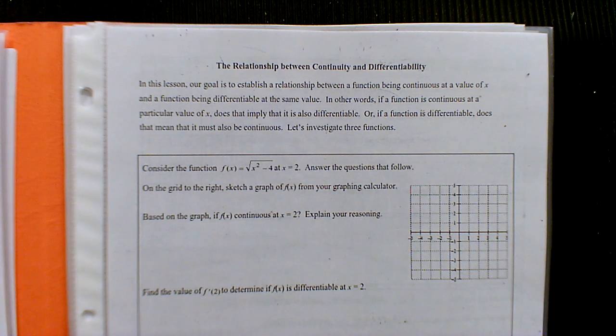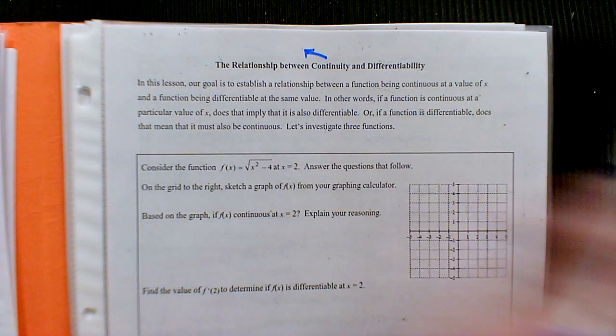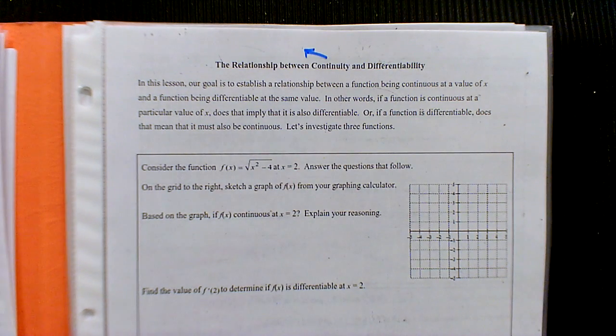Can we think about what the mathematical definition is, or kind of in your own words describe what it means for a graph to be continuous? What is continuity? No holes, jumps, or asymptotes. No holes, no jumps, no asymptotes, graphically speaking. You can think about it as if you were drawing the graph without lifting up your pencil.